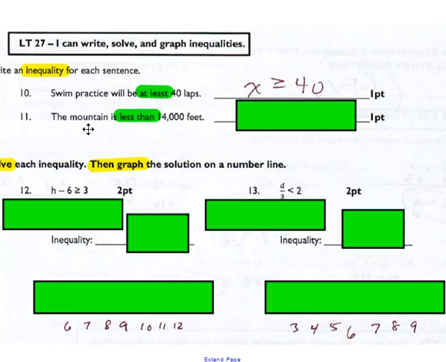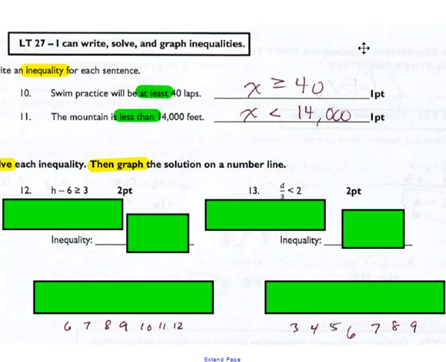Number 11, the mountain is less than 14,000 feet. So the mountain height is unknown. That's our variable. But we know it's less than 14,000 feet. So something, our variable, is less than 14,000. Okay, this could be a whole bunch of numbers, anything less than 14,000. But that's how we show it with an inequality.